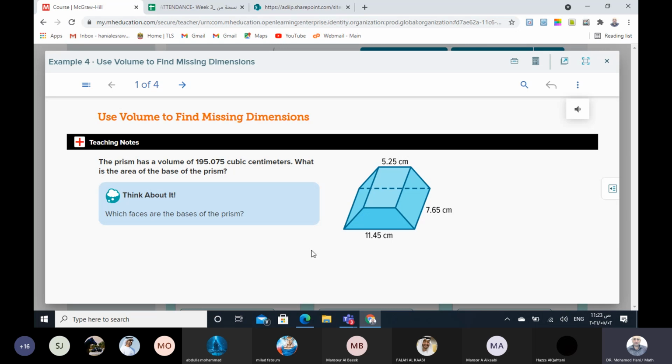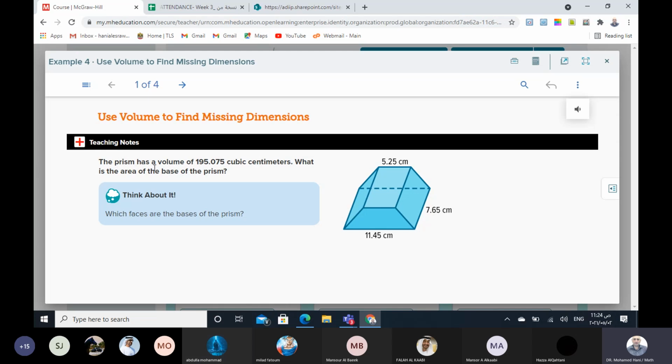As you see here, we have a pyramid or a prism. Is this a pyramid or a prism? This is a prism, a trapezoid prism. Yes, this is a prism.